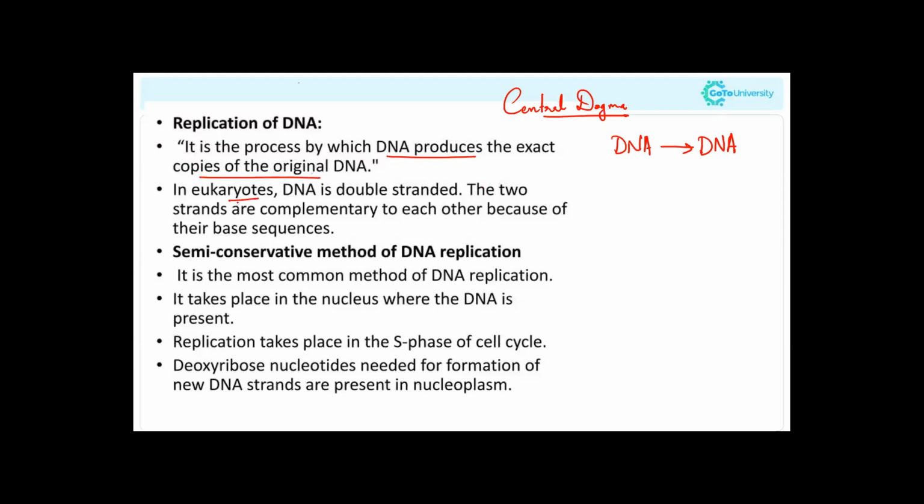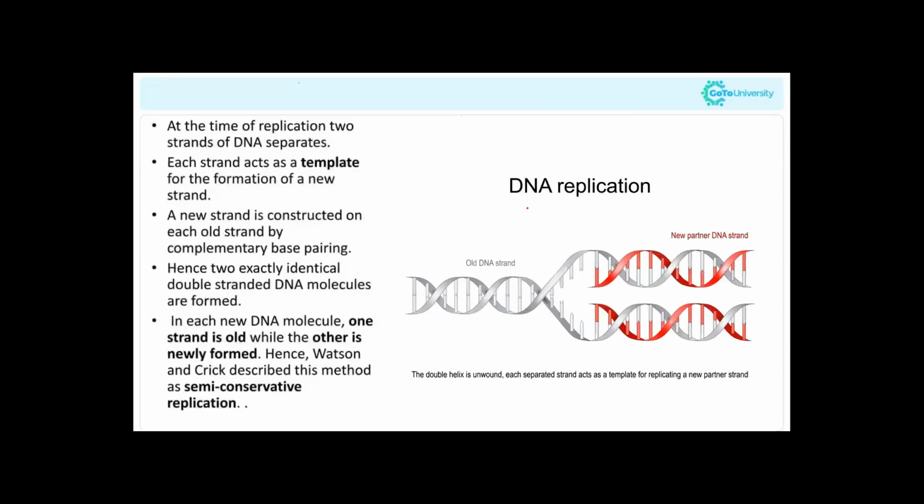In eukaryotes, the DNA is double-stranded. The two strands are complementary to each other because of their base sequences, isn't it? So the semi-conservative method of replication is happening there. So what is the semi-conservative mode of replication? This is an old DNA strand. They are double-stranded. So one is a template strand and another is a non-template strand.